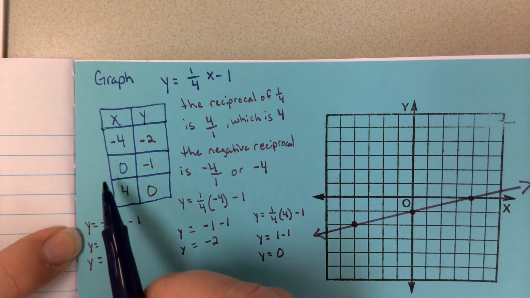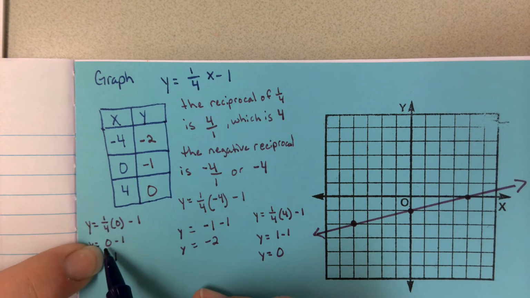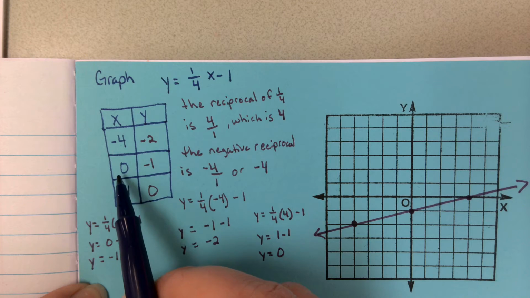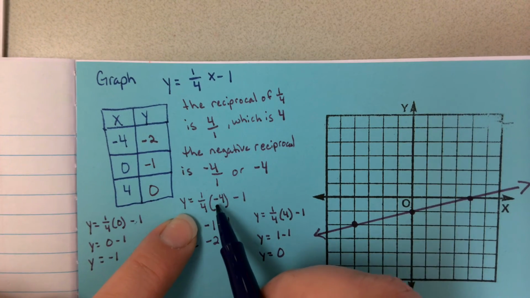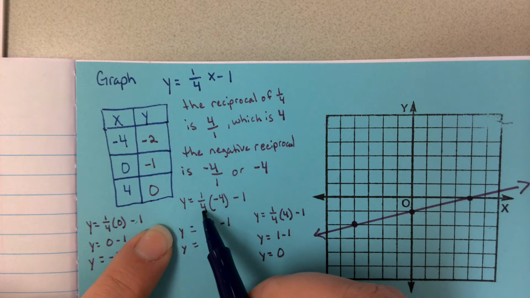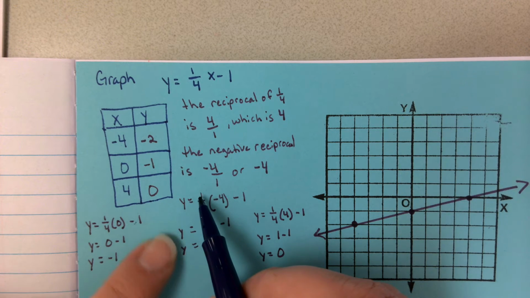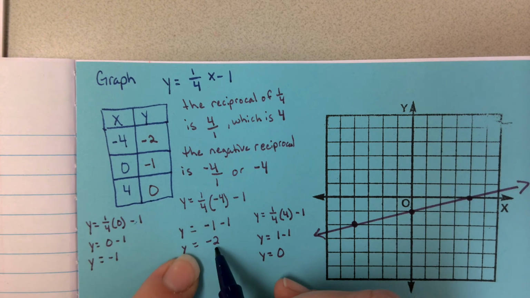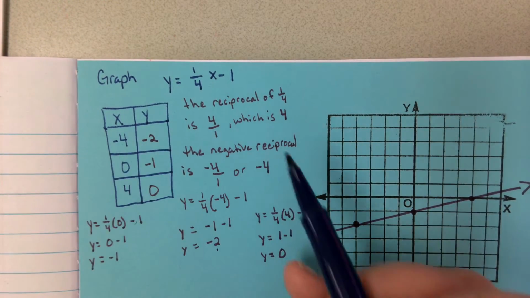It's a nice, easy one. 1/4 times my x value of 0. So anything times 0 is 0. And then I have my minus 1. So 0, take away 1, that's -1. As you can see here, I've got 0, -1. Next, I have -4 for my x value. So 1/4 times -4, that's going to be -1. So bring that down. -1 minus 1 is -2. So I have -4 and then my -2 for my y value.